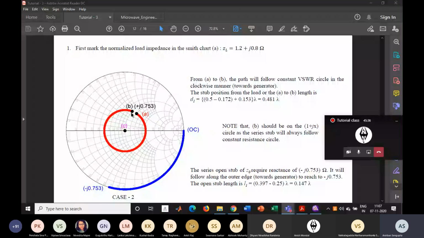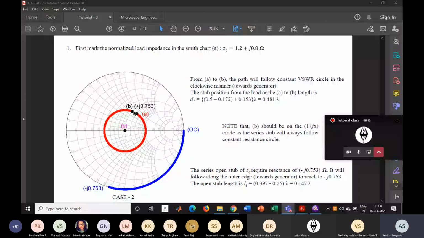So just calculate the distance, so you will find out at which distance this stub will be connected. Now what should be the length of the stub? Again the same, because for this point the reactance part is j 0.753, but we want to compensate that by adding one complex conjugate reactance of this. So the complex conjugate is minus j 0.753.